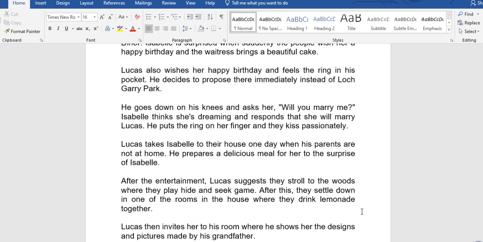He goes down on his knees and asks her, "Will you marry me?" Isabel thinks she's dreaming and responds that she will marry Lucas. He puts the ring on her finger and they kiss passionately.